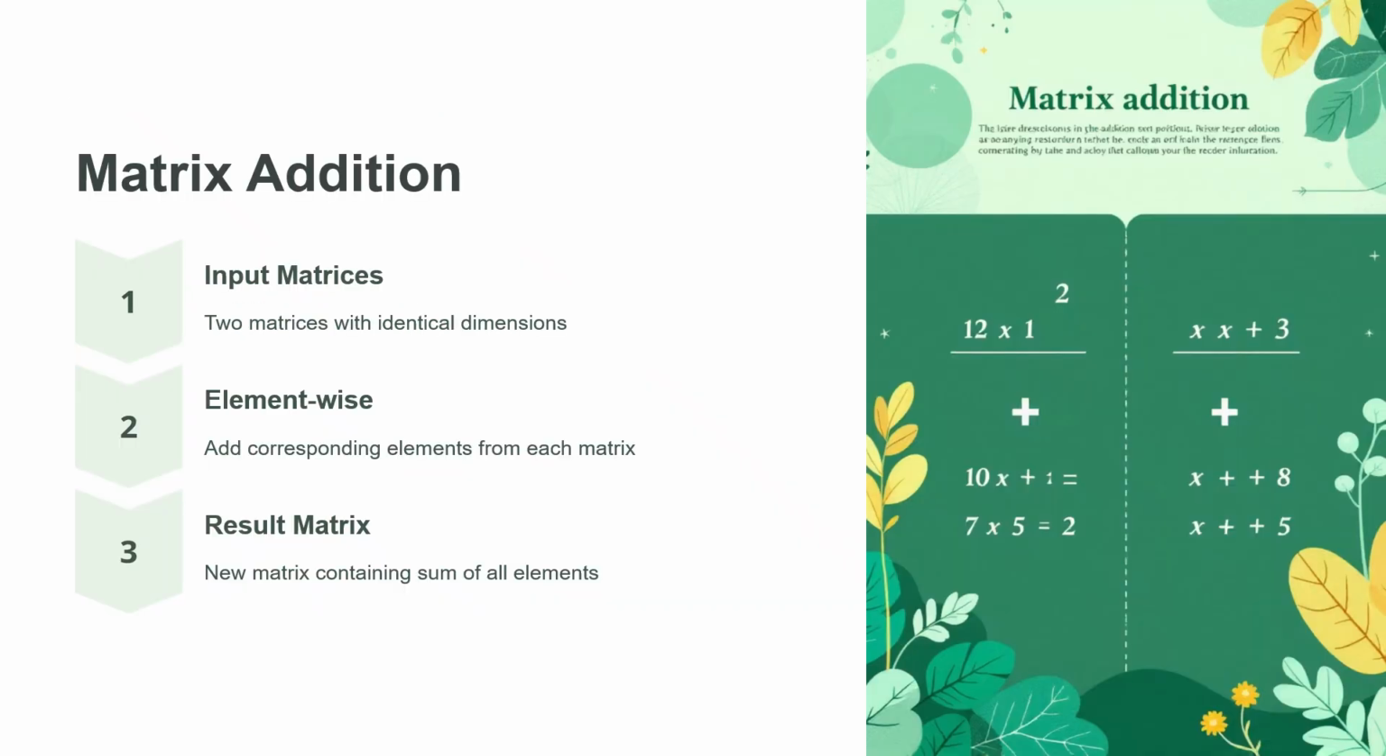Here you have matrix addition. In matrix addition, we have two input matrices, which should have identical dimensions. Element-wise, you add corresponding elements from each matrix so that it results in a new matrix containing the sum of elements. So here you will go with the declaration, main, and you declare the variables. You give a printf statement where you enter the rows and columns. You give a scanf statement to read the input.